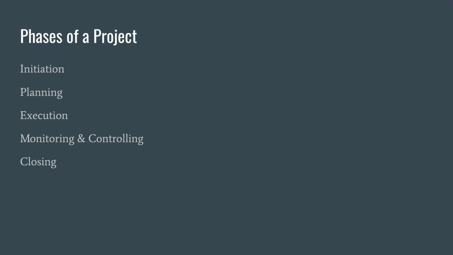For monitoring and controlling, as the team executes tasks, the project manager measures performance against the plan, and they track and report on project metrics such as schedule, budget, and quality, and make adjustments as needed to keep the project on track. And closing is the final phase.